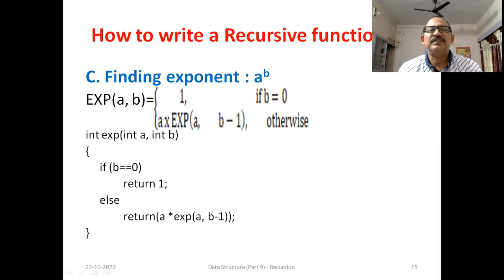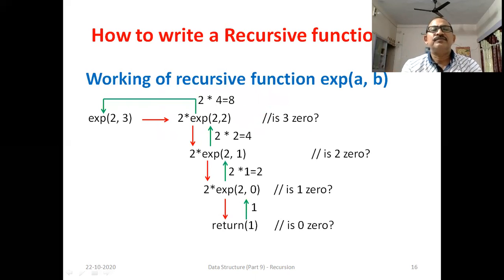First we write a base condition. What is the base condition? If B is 0, then the value of exponent(A, B) is 1. So if B is equal to 0, return 1. Otherwise, return A into exponent(A, B minus 1). Okay, so this way we can write a recursive function for a given problem which is expressed in a recursive manner. Let us see the working of this function exponent(A, B).